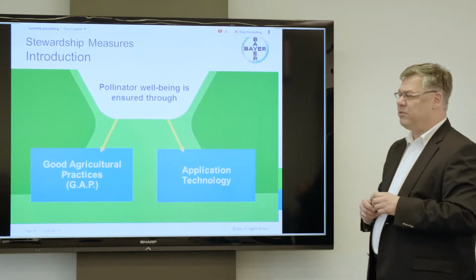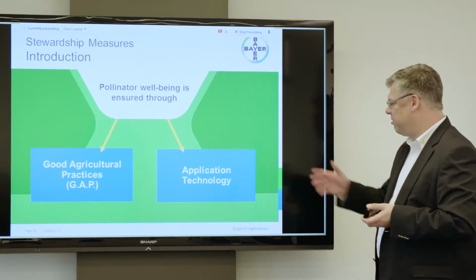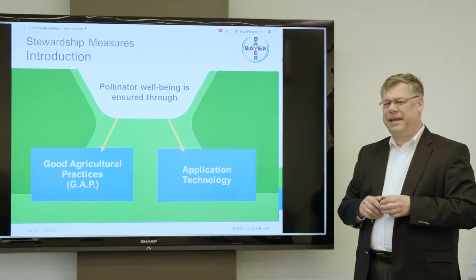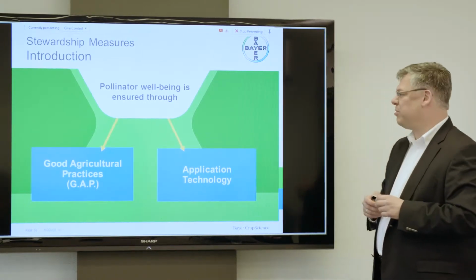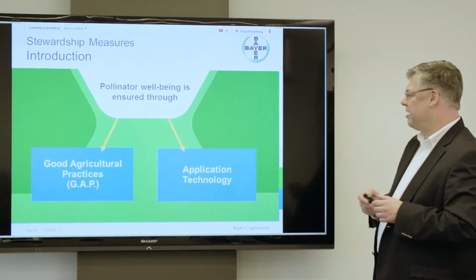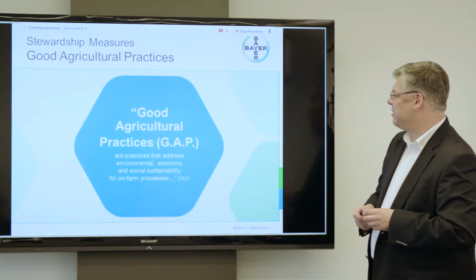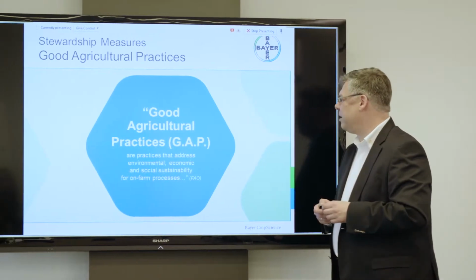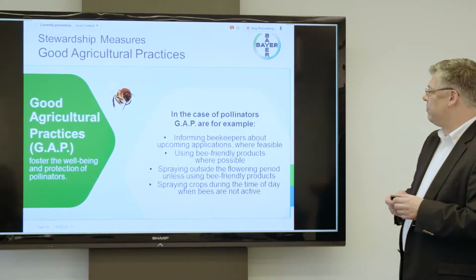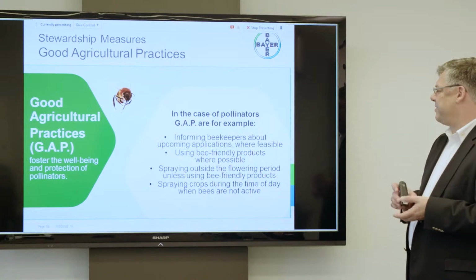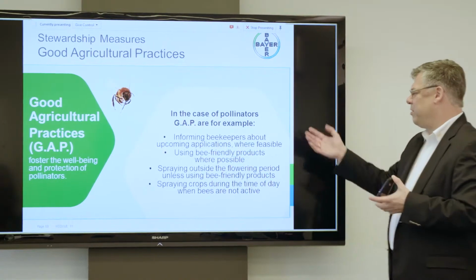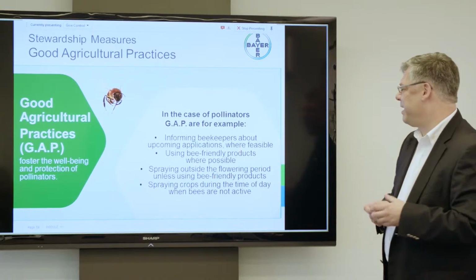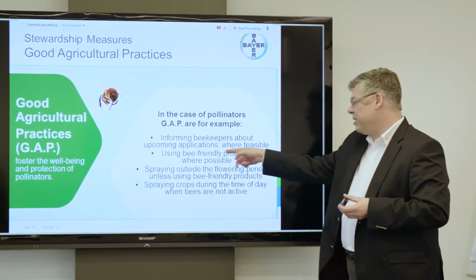On the other hand, there are also further steps possible beyond that in terms of application technology, because application technology can contribute to even further reduce the exposure of pollinators. That we already discussed. As an example here, as I already mentioned, for instance, informing beekeepers what you are applying, using bee-friendly products where possible.